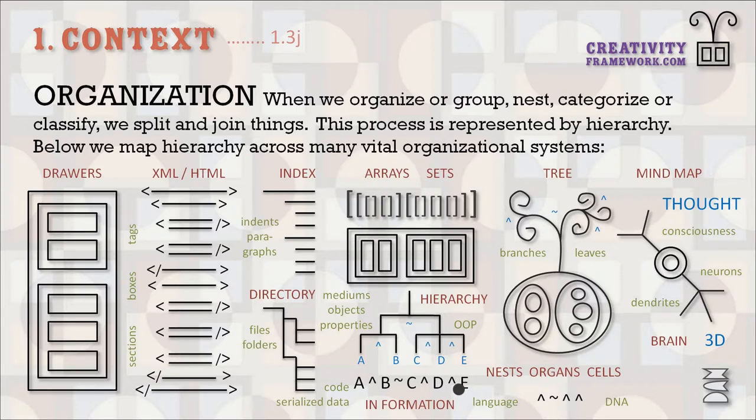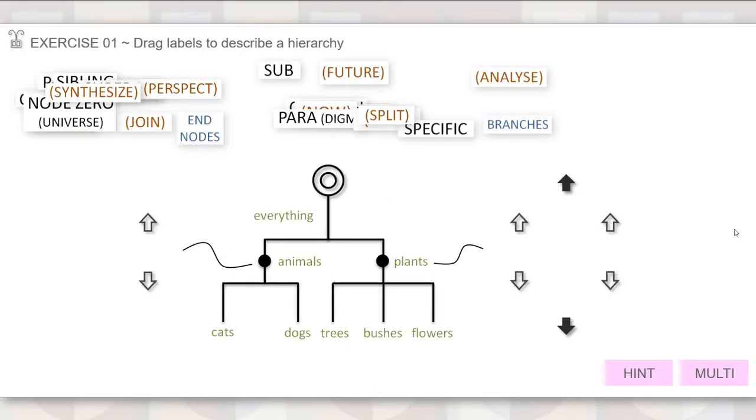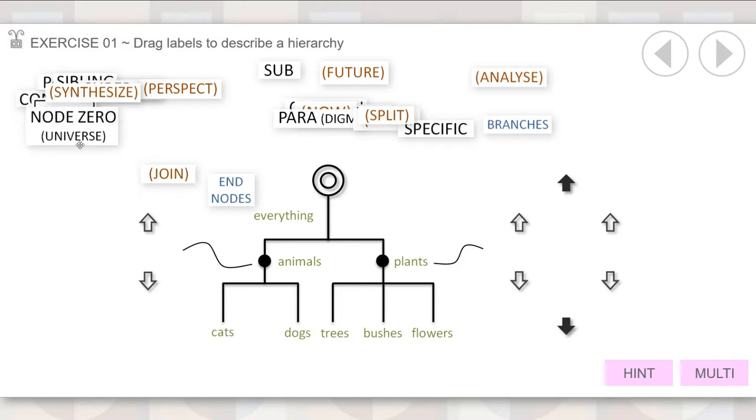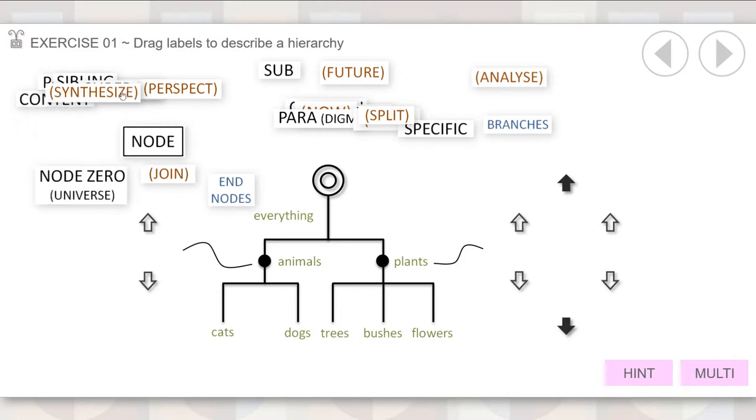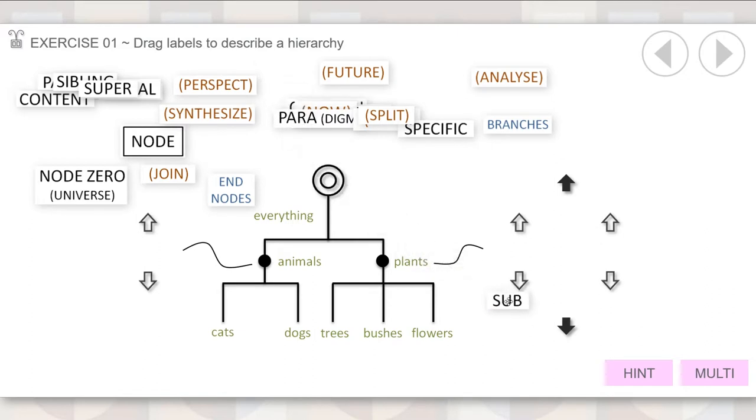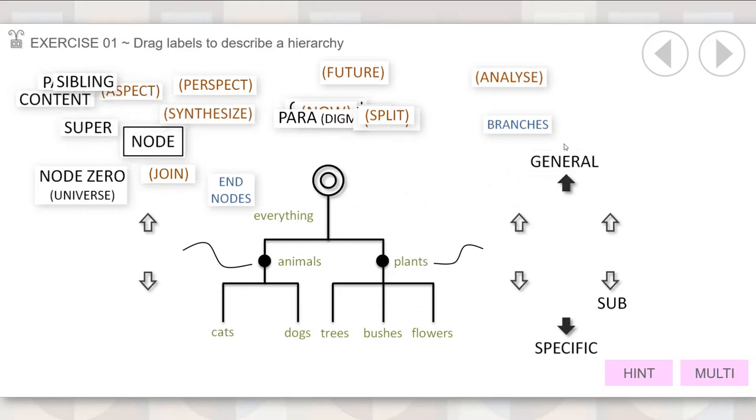So there you go. One day we're going to organize into a big hug. Now, in the creativity framework, there's an e-learning app, we'll call it, where you can drag these things and recreate. Where was sub? Ah, I got it. Specific. Right, I forgot to say, when we go down, we get more specific, and when we go up, we get more general. Here's the general.